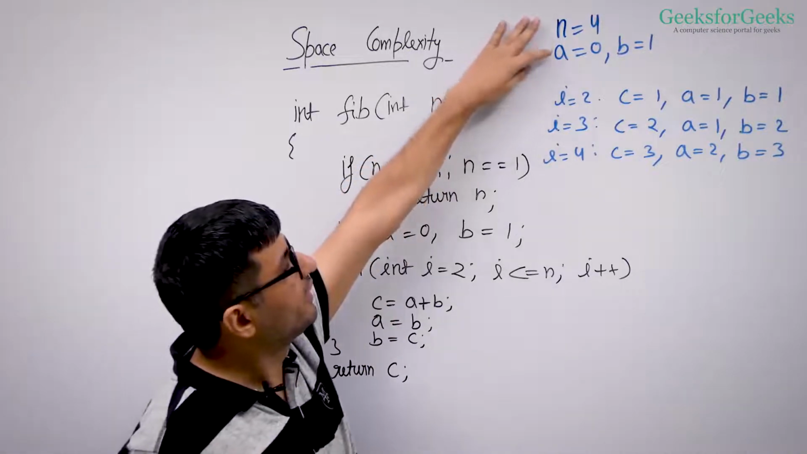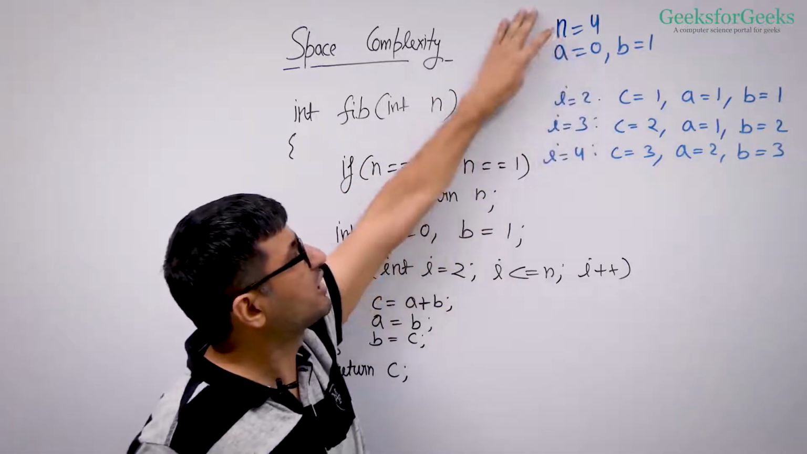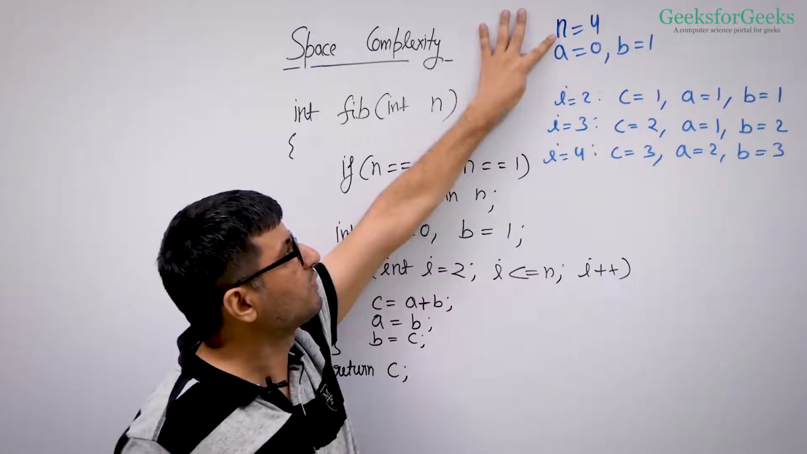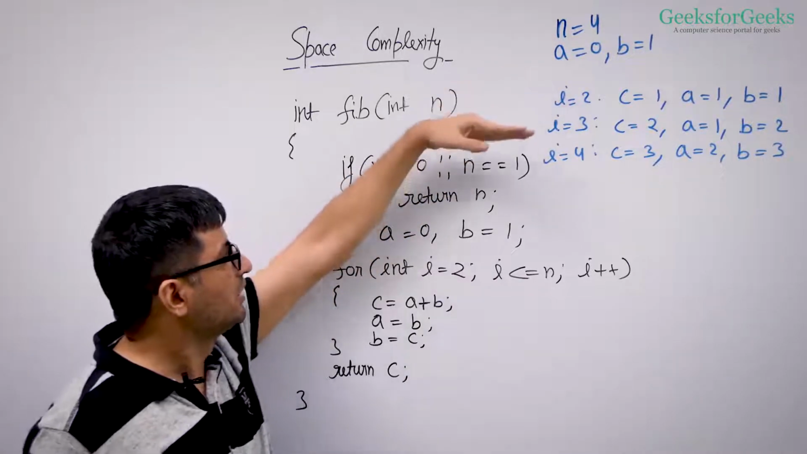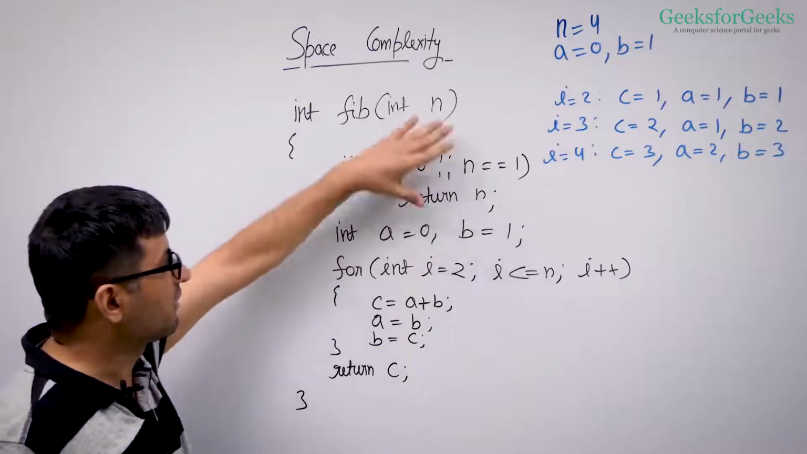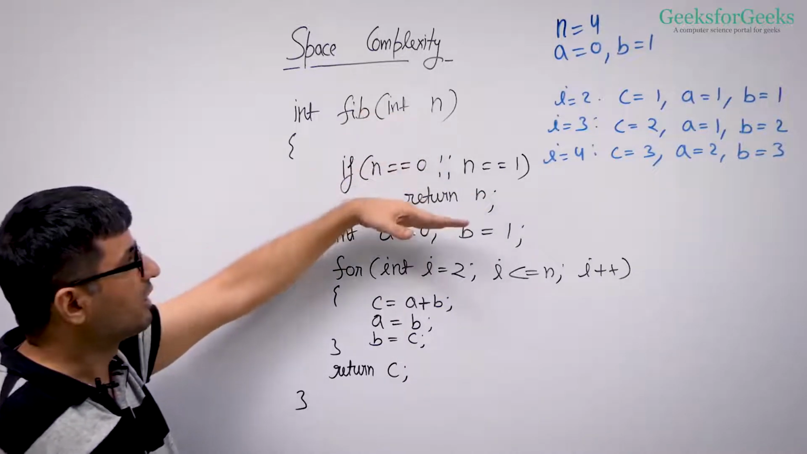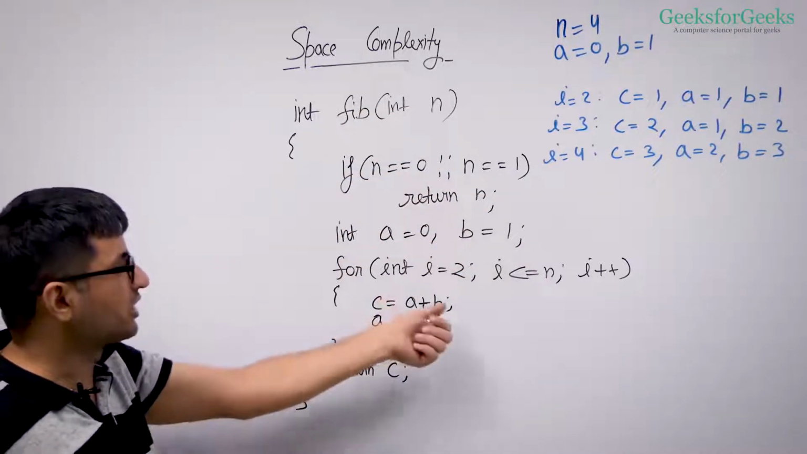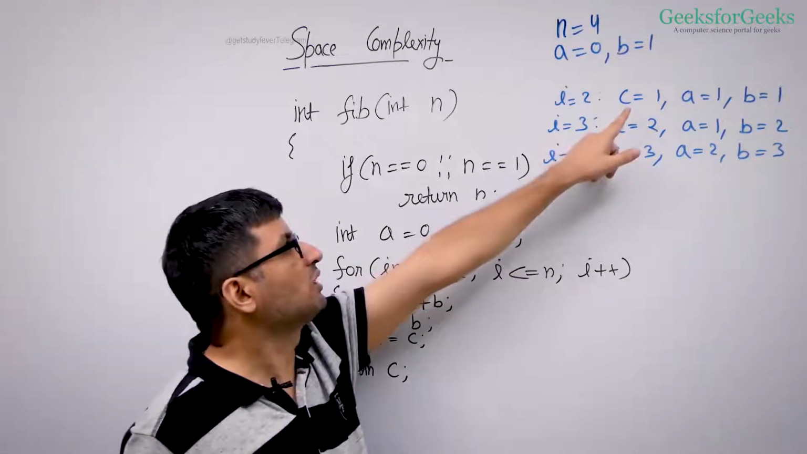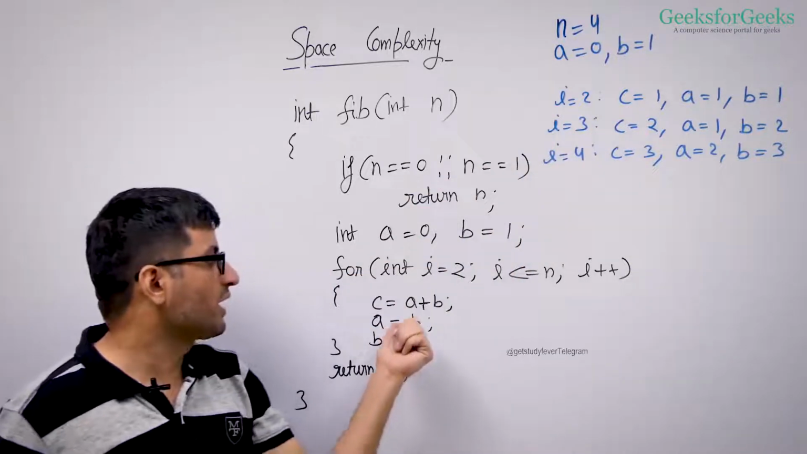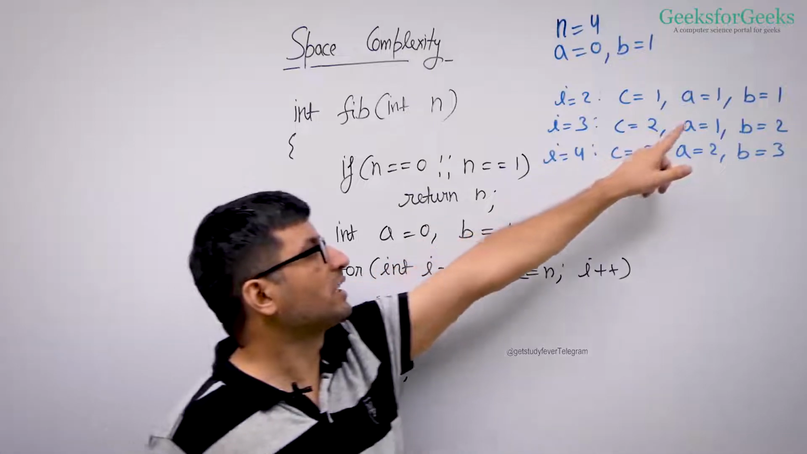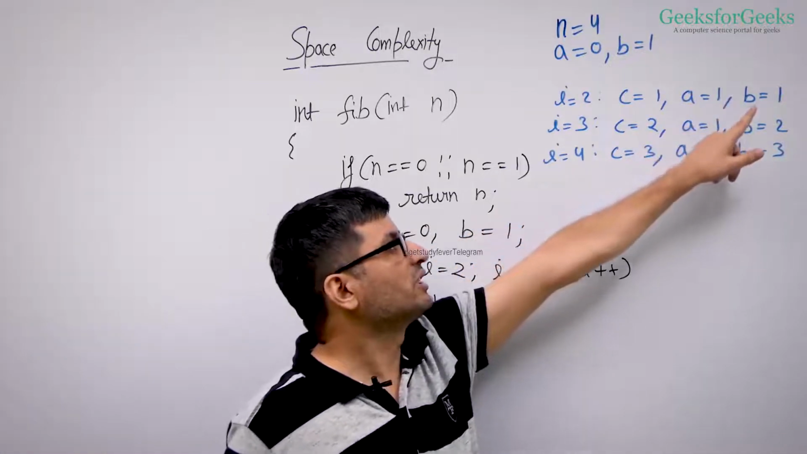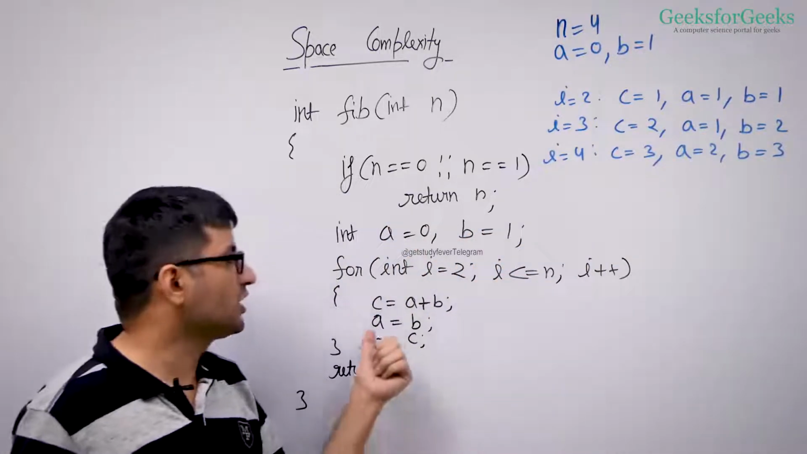Initially, a is 0 and b is 1. So let's do a dry run of this for n equal to 4. What happens? You do not go into the base cases, we have handled them explicitly. Then we come for i equal to 2 and we run this loop. What do we do? We make c equal to 0 plus 1. We make a equal to b. So a becomes 1 and b becomes 1. b is equal to c.